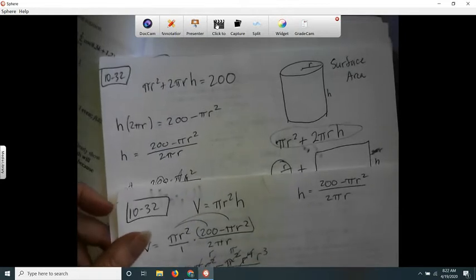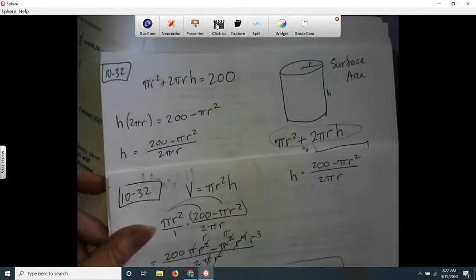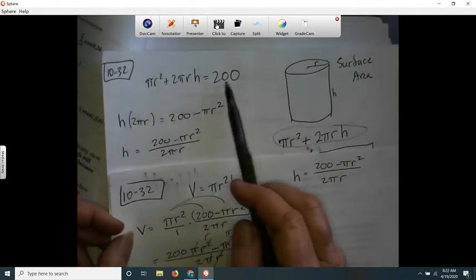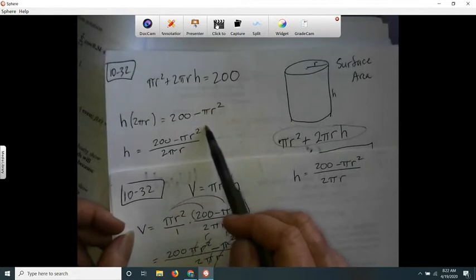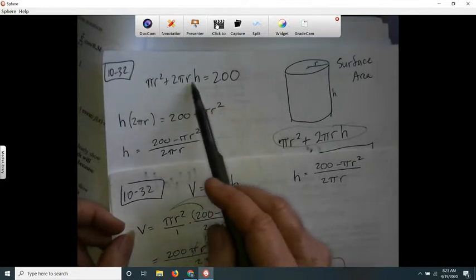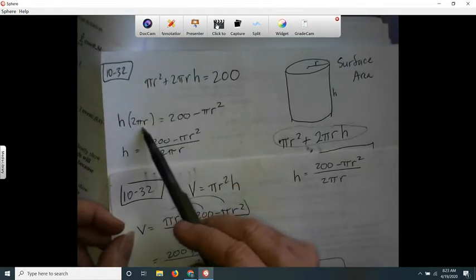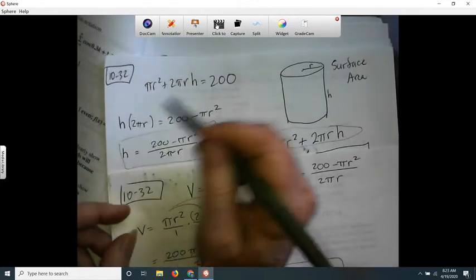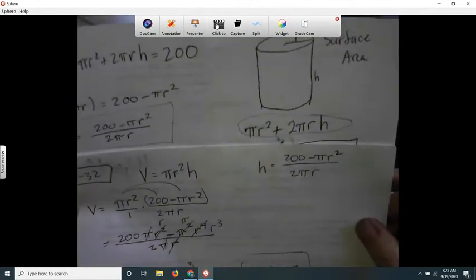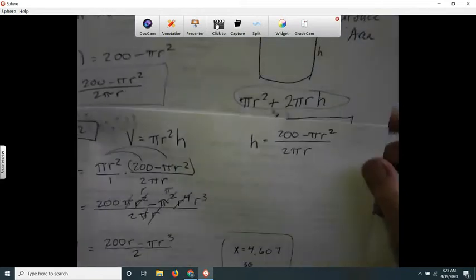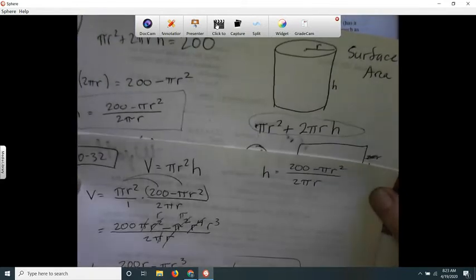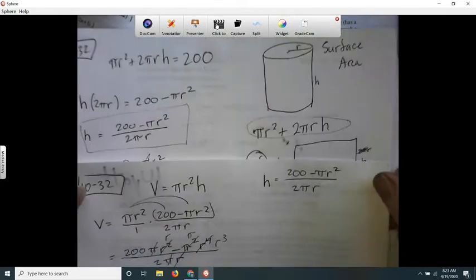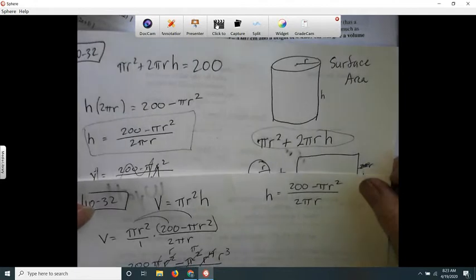I subtracted pi r squared from both sides, and then I wanted the h by itself, so I divided by 2 pi r. Anyway, I just solved it for h. And I know that when I have to maximize something, I have to put it in a calculator and look at its graph and find the maximum, like the highest point on the graph. But I wasn't sure what to put in my calculator.